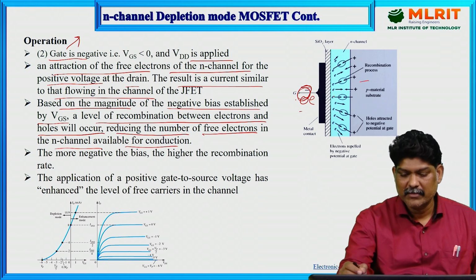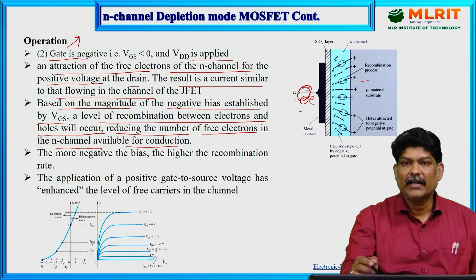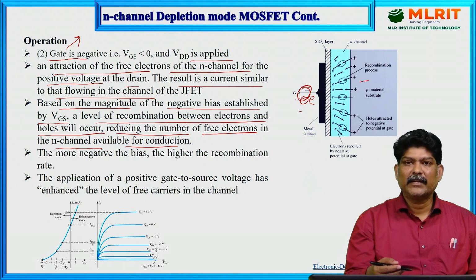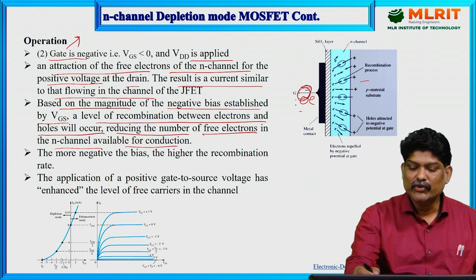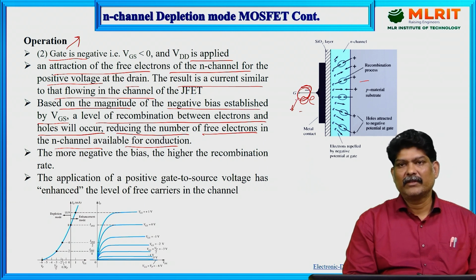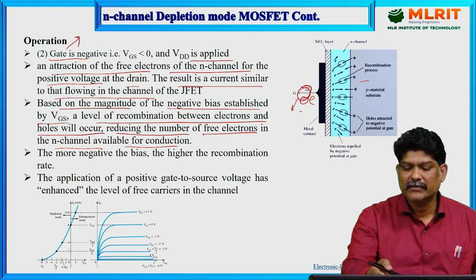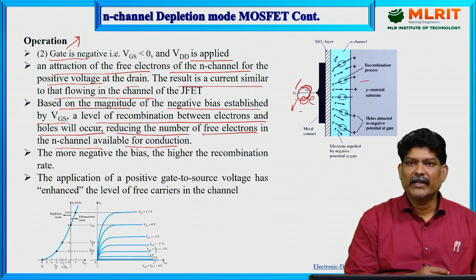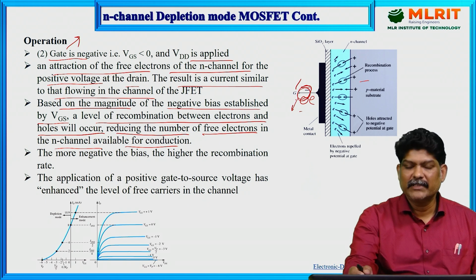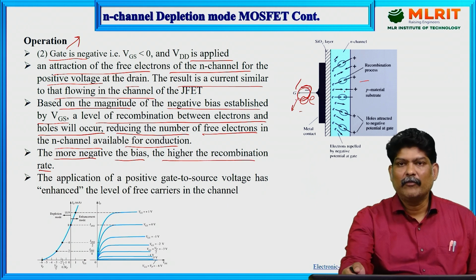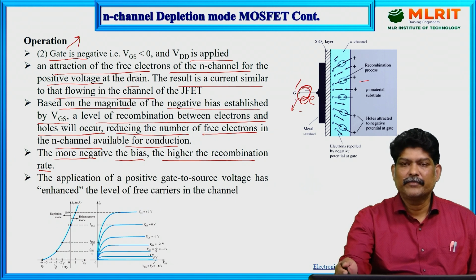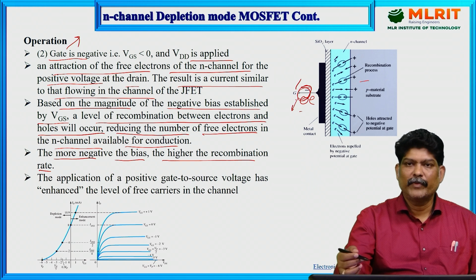In the N channel, the majority charge particles are electrons, so electrons participate in the conduction. Due to the negative gate voltage, those electrons are repelled by it and move away from this silicon layer. The more negative the bias, the higher the recombination. Recombination means these electrons move away from the gate terminal and are attracted towards the P substrate, and there is a chance of recombination taking place. So electron-hole pairs form.